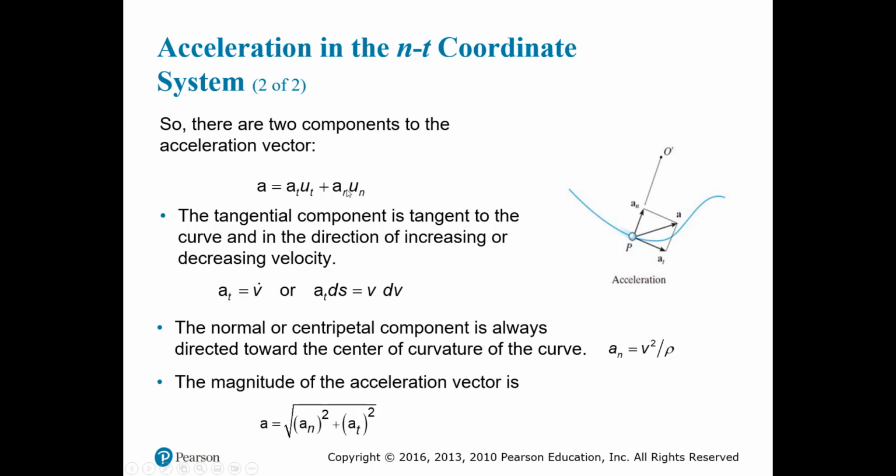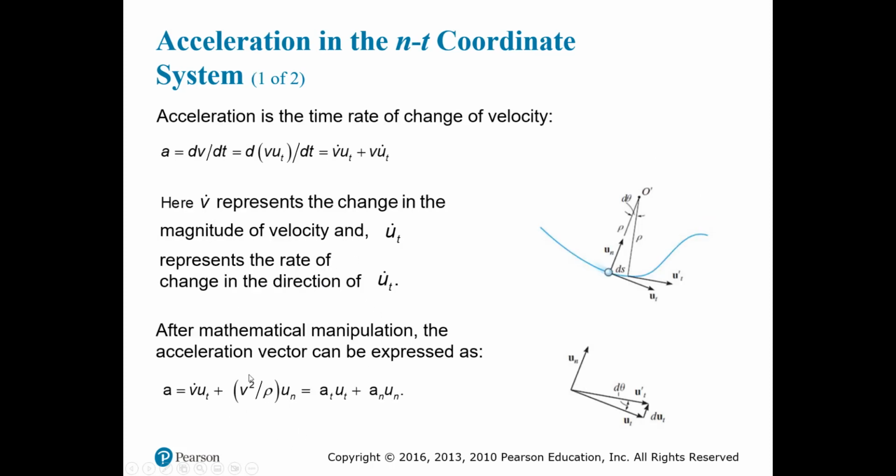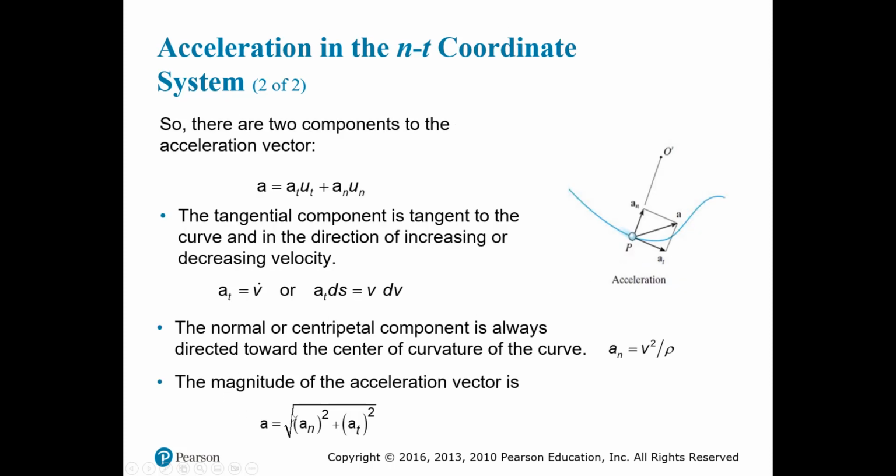And then the normal component is given by the formula that we had over here, which is v, the speed squared, divided by rho, which is the distance from this point to the center of curvature. All right. Then when you have that vector in terms of a_t and a_n, and you want to get the magnitude, that magnitude will be obtained by taking the square root of the normal component squared plus the tangential component squared.